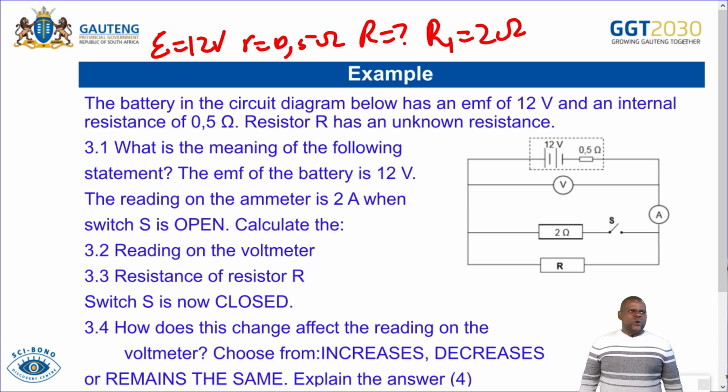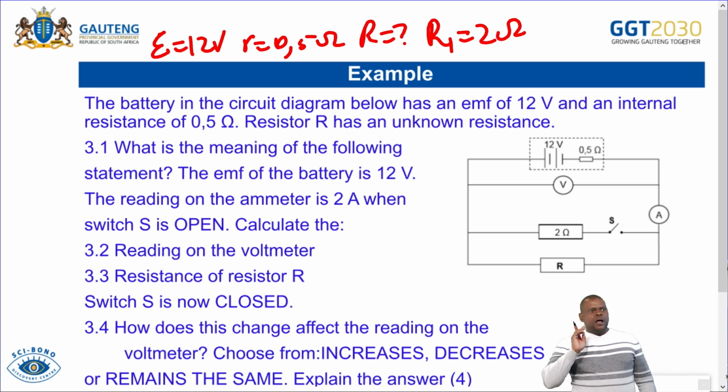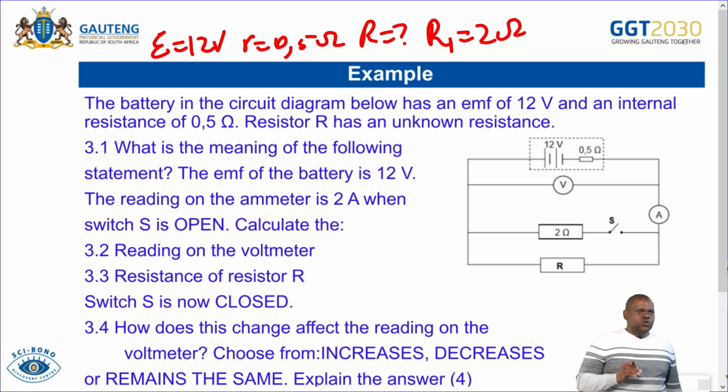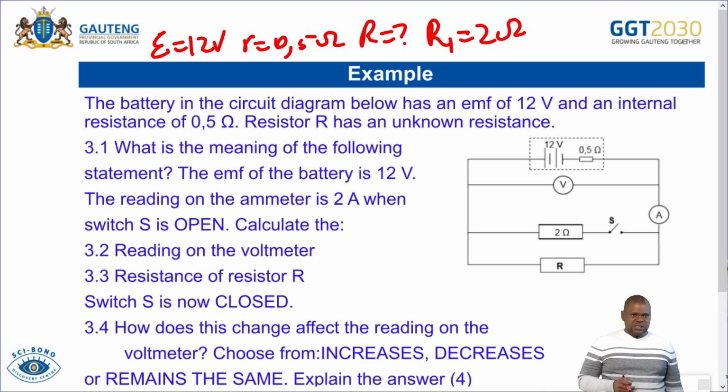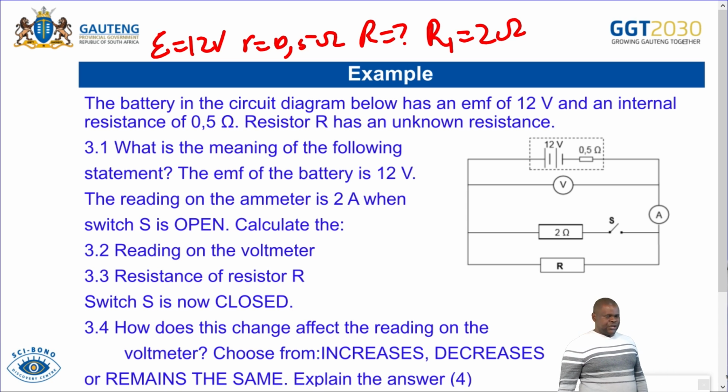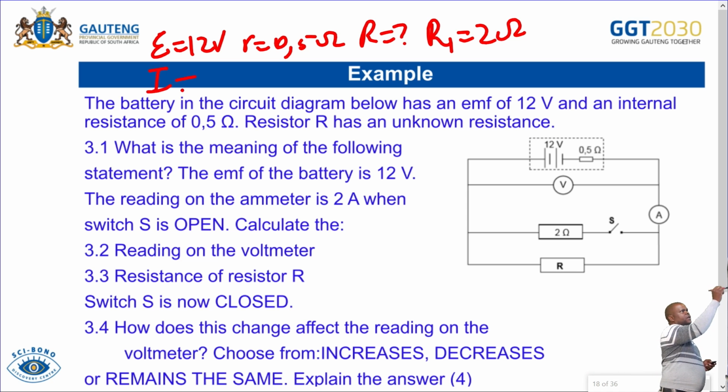Simple, grade 11s, we mean that the battery can produce 12 joules of energy per coulomb charge. A battery is producing an energy of 12 joules per coulomb charge. Are we together? Yes. And then they said the reading on the ammeter is 2 ampere. That means we're given that the current is equals to 2 ampere.